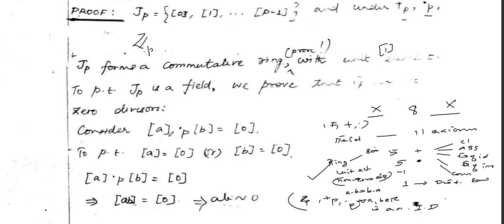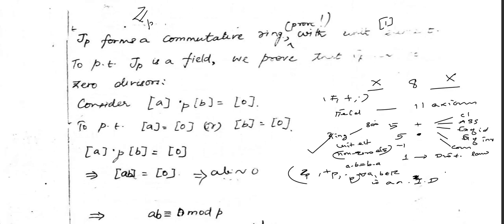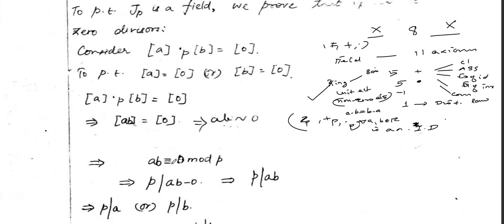You consider 2 members, class a and class b. The product is 0. We have to show that either this is 0 or this is 0. Now if you consider this, we have this implying class ab equal to class 0. So equivalence classes are equal means the elements must be related. And how is the relation defined? It is congruence modulo p. So we have this.